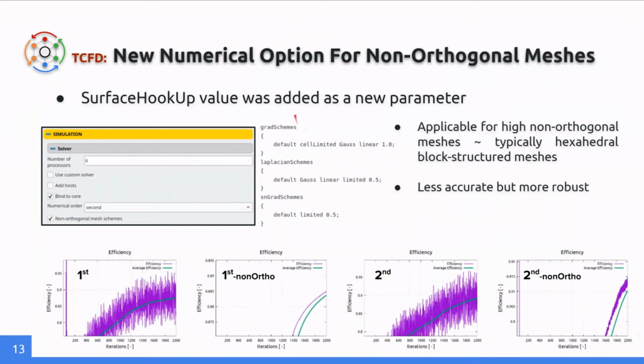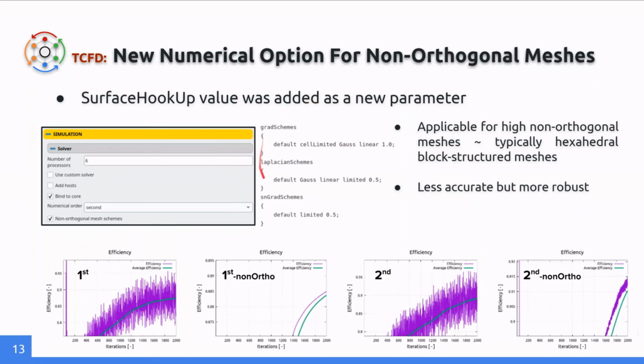Okay, we also introduce a new numerical option, mainly for non-orthogonal meshes, because we are pretty often facing that the TCFD has some troubles and is too oscillating, say too unstable, for the external meshes. Typically for hexahedral block structured meshes, which can have highly non-orthogonal cells and faces, our first or second order scheme was too accurate, let's say, for such meshes.